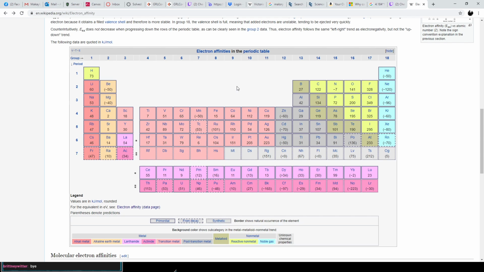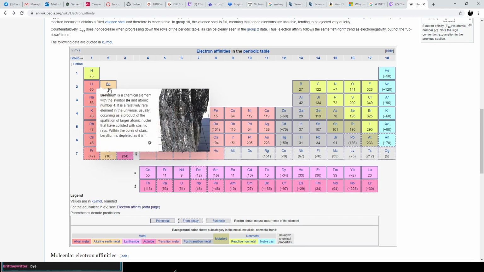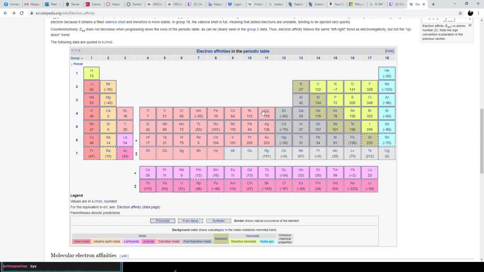Let's look at a couple of these interesting negative spots here. We see negatives in group 2, in group 7, 12, and 18. Why the heck do we think those ones would be particularly not happy to gain electrons? So let's just go ahead and think about these. So we've got beryllium, manganese, zinc, and helium. So let's look at those.